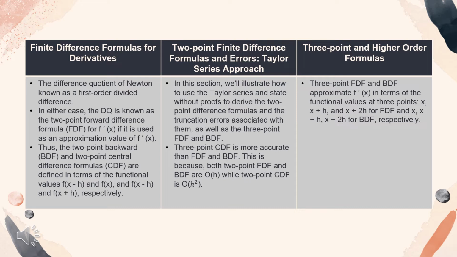The third one is three-point and higher order formulas. Three-point FDF and BDF approximate f prime x in terms of the functional values at 3 points: x, x plus h, and x plus 2h for FDF, and x, x minus h, x minus 2h for BDF respectively.